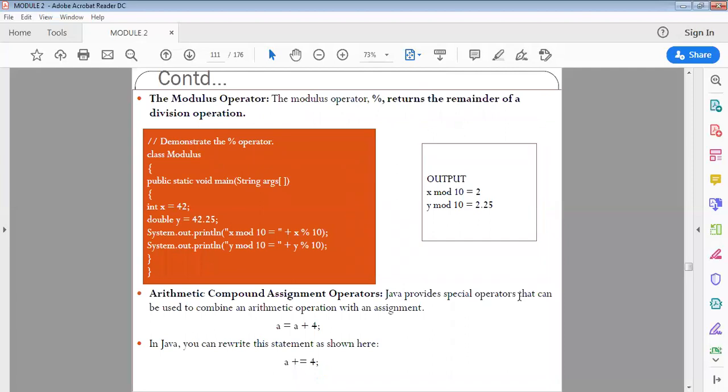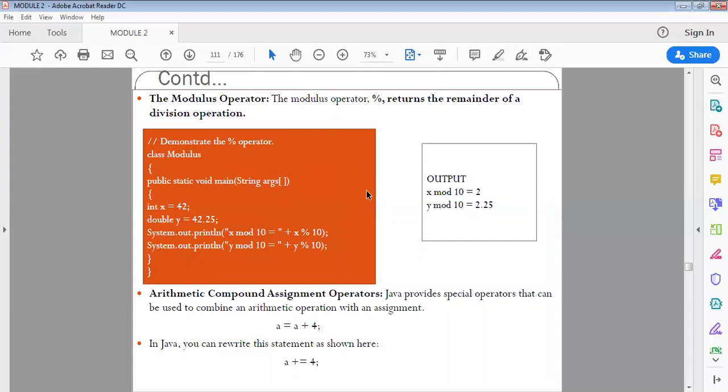Now you come to the modulus operation. As you all know, the division operation has two operators. One is slash, the other is percent. Slash gives you the quotient, whereas mod, that is percent, gives you the remainder of the division operation.